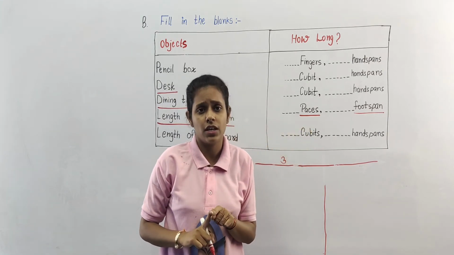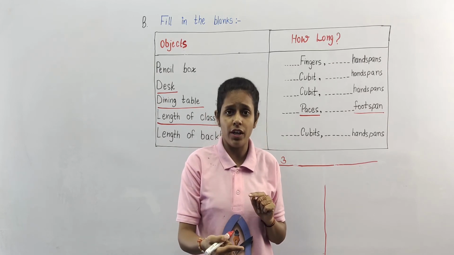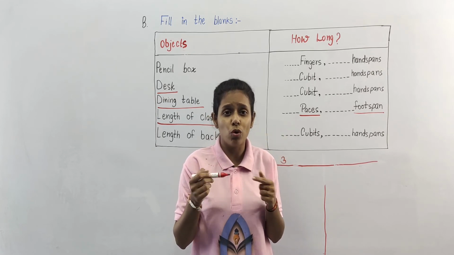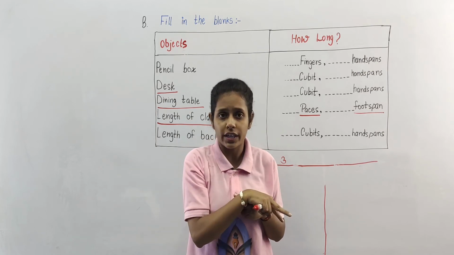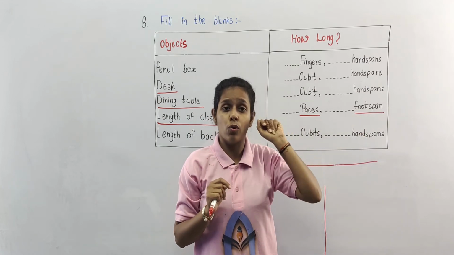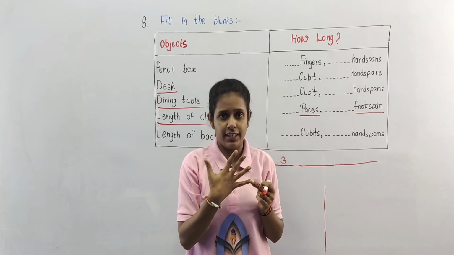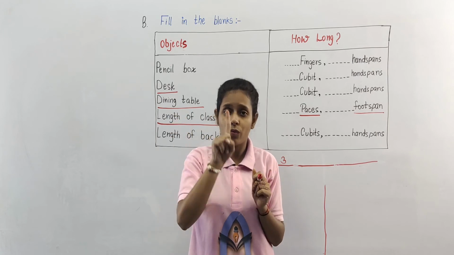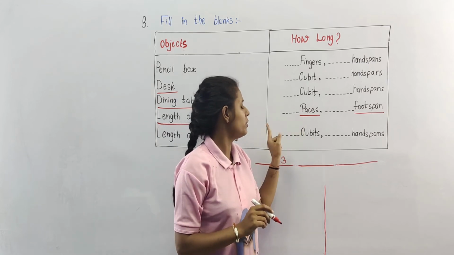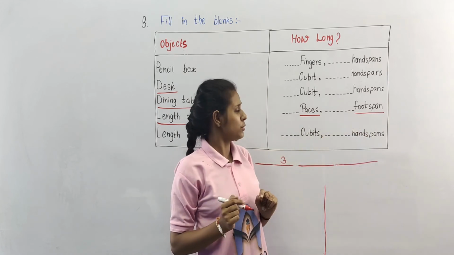How can we measure paces? We measure paces with our 2 feet. One foot is in front and the second foot is at the back. The gap between both feet while walking is called a pace. And the next is foot span. Our one foot is called a foot span, just like our one hand is a hand span. The length of our one foot is a foot span. You have to measure the length of your room with paces and foot span.